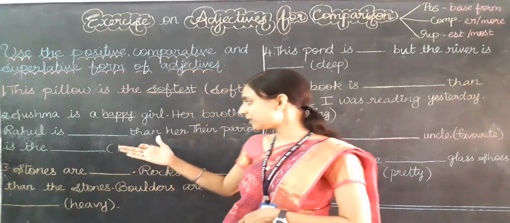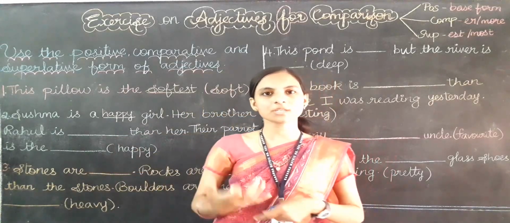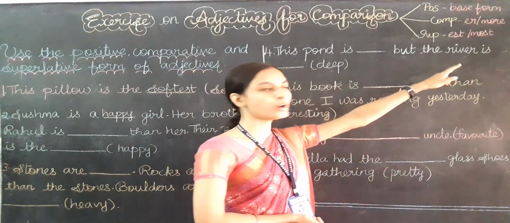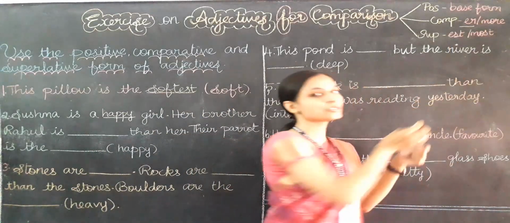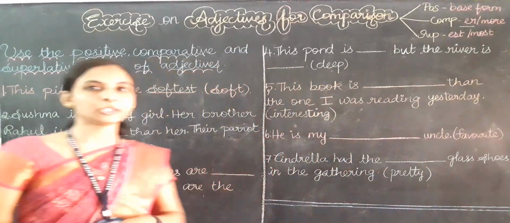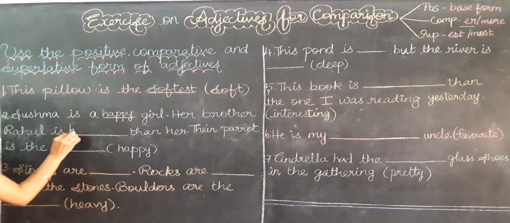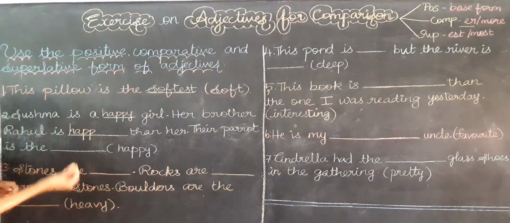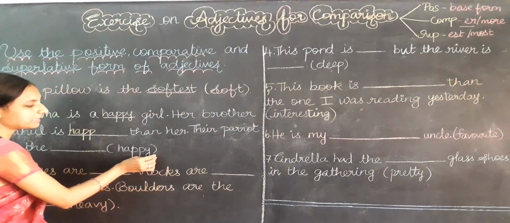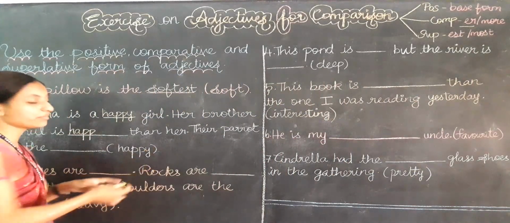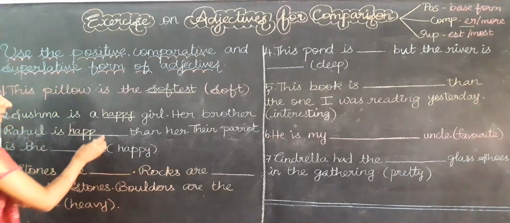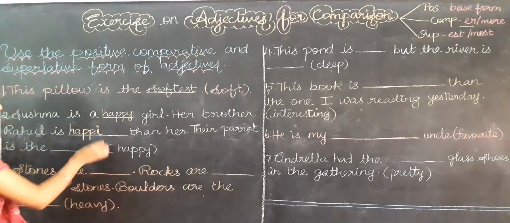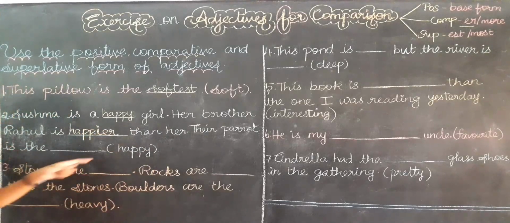Now find the adjective, that is happy. Now happy is a small word. So when a word is small, which ending do we need to use? We need to add, yes, er only. So after the adjective we need to add er. So here the word ends with Y. So when a word ends with Y, we need to remove this Y from the word, and instead of Y we need to add I, then ER. That is happier than her.